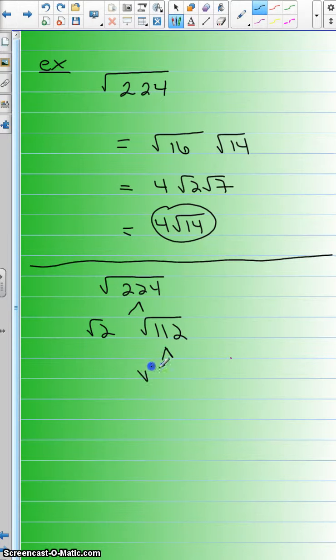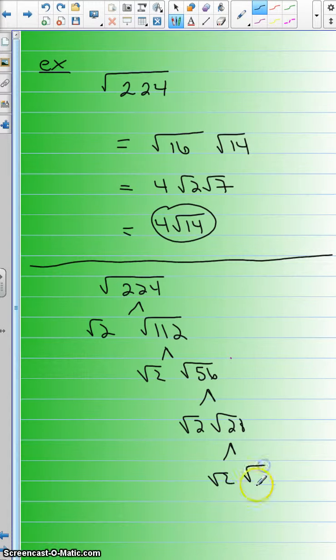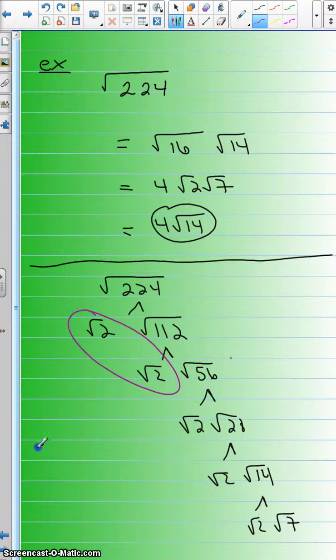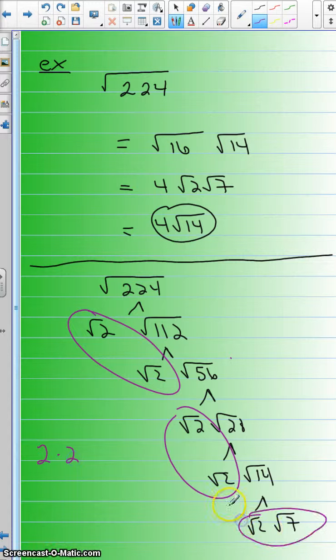The square root of 112 goes 2 and 56 times, so square root of 2, square root of 56. That's square root of 2 and square root of 28. That's square root of 2 and square root of 14. And 14 is square root of 2 and square root of 7. Okay, let's look for repeats. I have a 2, I have another 2, and no repeat there, so go back to square root of 14. So my final answer is 4 square root of 14, just as on the top method.